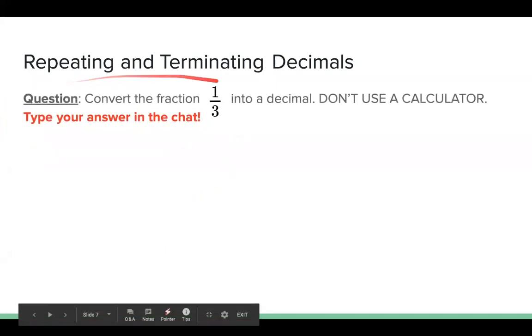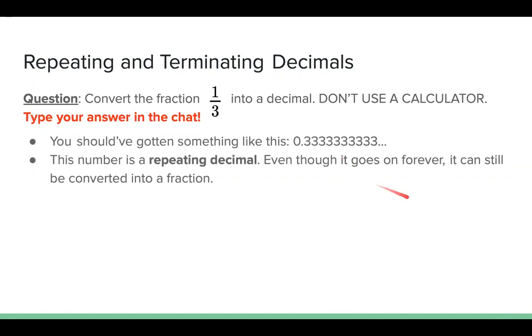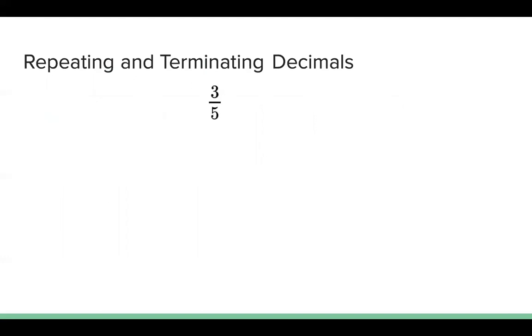So, does anyone know how to convert 1/3 into a decimal? Type your answer in the chat, please. All right, so I see you guys saying 0.33, 0.333, but that's not exact. You could go 0.333333 forever, and it never stops. You would never reach the perfect value of 1/3. So that is what a repeating decimal is. But even though it goes on forever, it can still be changed into just one simple fraction.